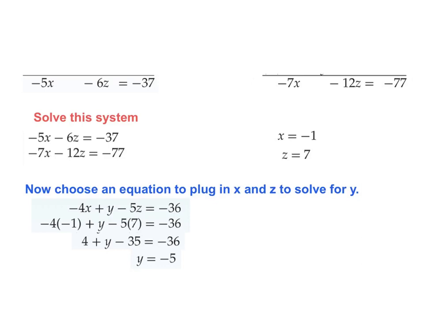So the answer is yes, you write it as an ordered pair. It's not a pair anymore though. It's an ordered triple. Final answer is actually -1, and you still go alphabetical, x, y, z. -1, comma, -5, comma, 7. So now we have length, width, and depth.